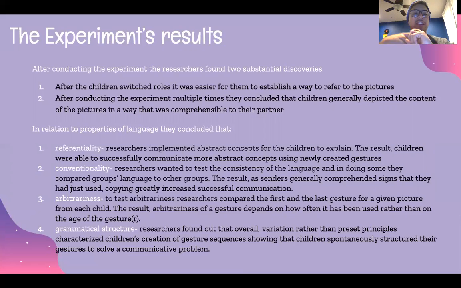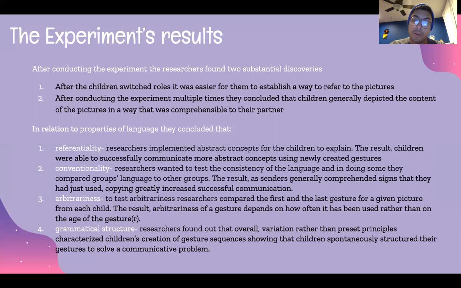Second, after conducting the experiment multiple times, they concluded that children generally depicted the content of the picture in a way that was comprehensible to their partner. So after the third round, it was easier because they were able to mentally agree that when I do this, it means small.